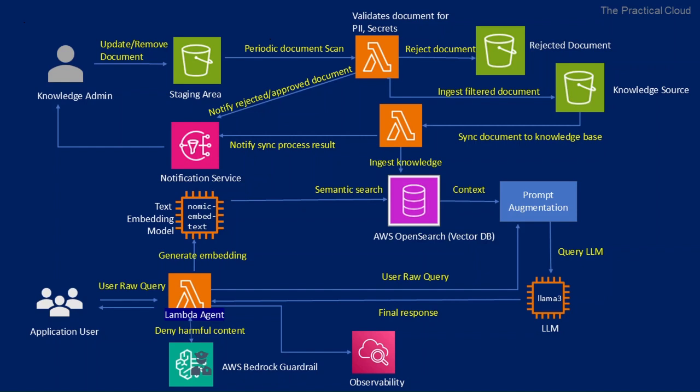That prompt will go to our LLM, which is running on our EC2 instance. We are using the LLaMA 3 model. The query will go to the model, and the model will generate the response and send it back to our Lambda agent, and then our Lambda agent will send the response back to our user.